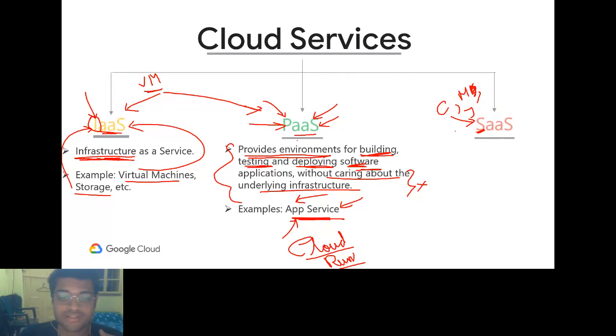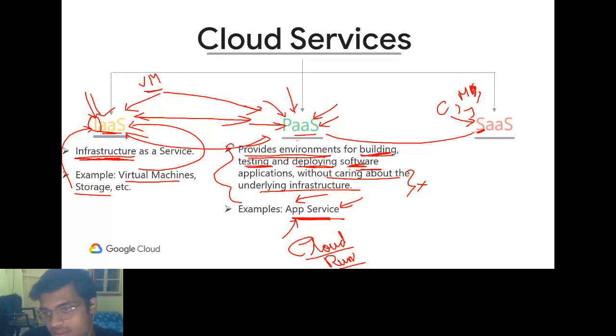See, we are customers. IAS and PAS are usually not given to us. We as developers will use IAS and PAS to make SAS for the customers.